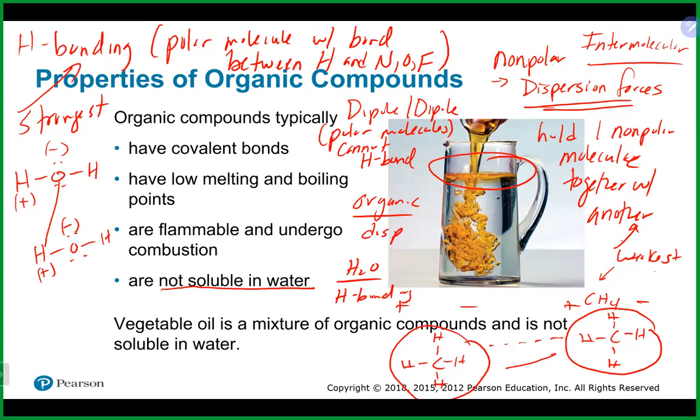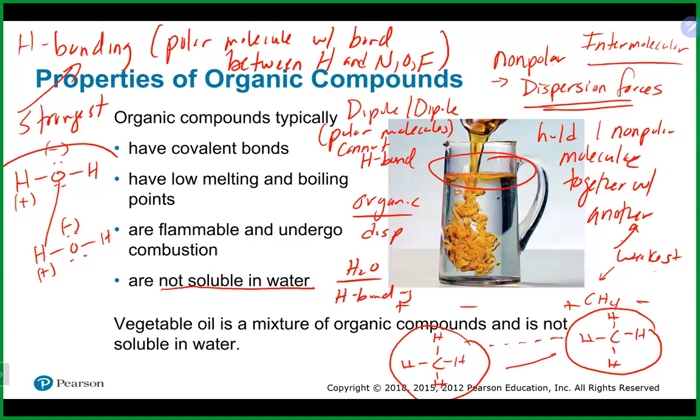That also means typically organic molecules, because of the dispersion forces, will have low melting points and boiling points, because again, they're not held together super tightly or strongly. It doesn't take a lot of convincing to get them into the gas phase. And what that means is they have very low boiling points and melting points.